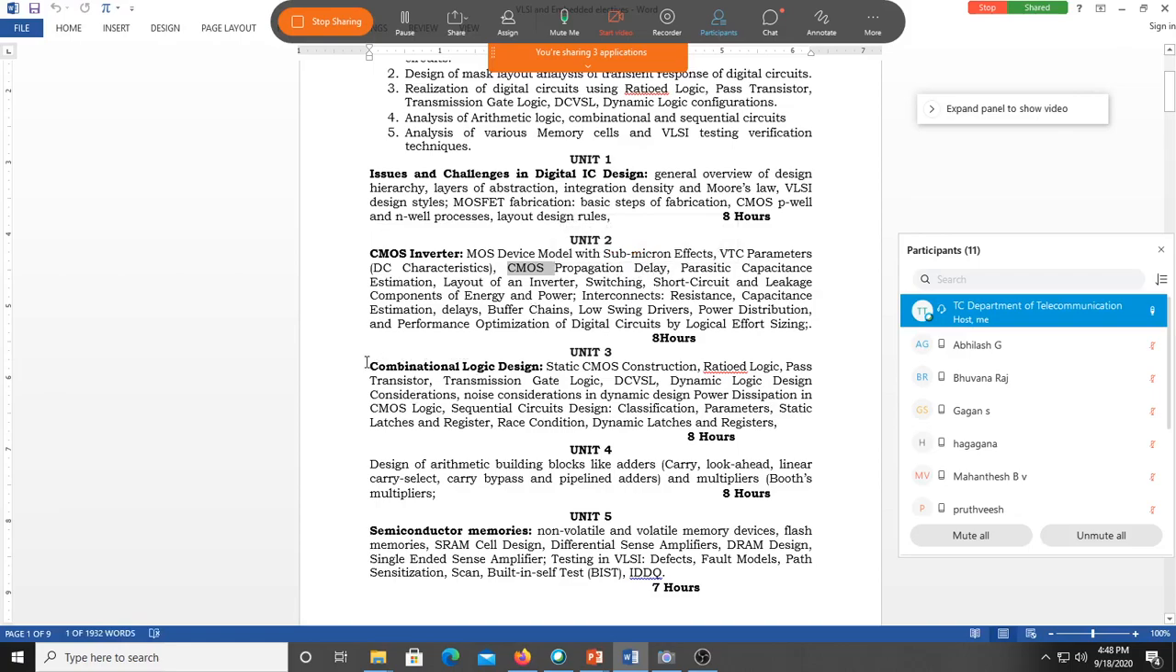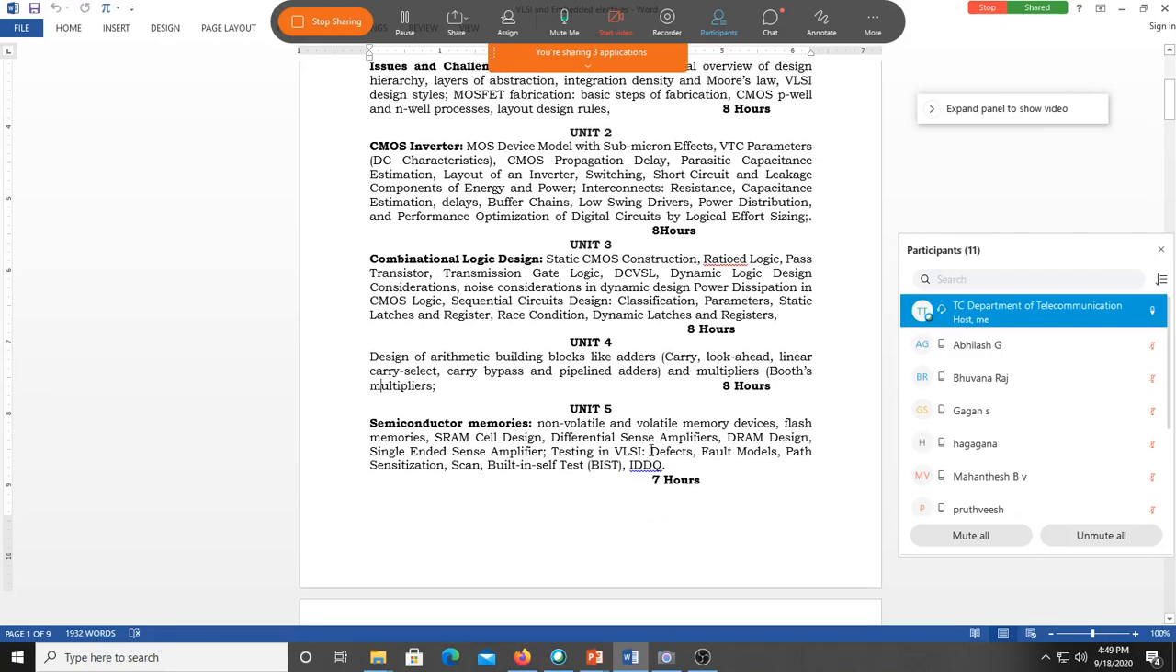Then comes one module full of combinational logic circuit design. Next comes combinational plus sequential circuits. Next is the arithmetic block, where you will find how to design adders. It can be a carry lookahead adder, carry bypass adder, different types of adders, and we'll also look into multipliers here. Then semiconductor memories, DRAM and SRAM, and the testing of VLSI circuits. Once you make the VLSI devices, unless you test them, nobody will accept them. They have to be tested.